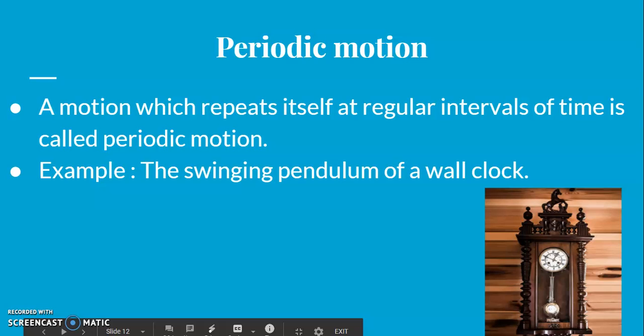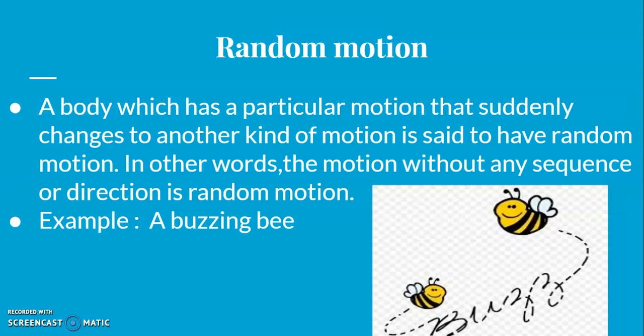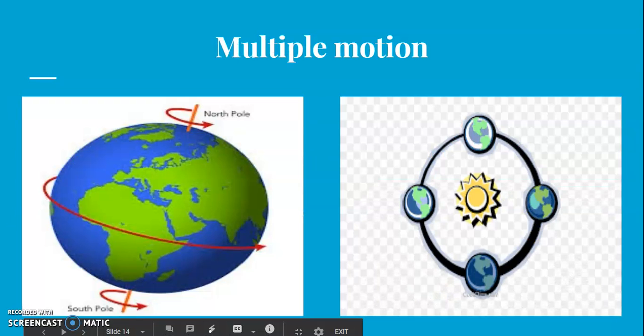Periodic motion: a motion which repeats itself at regular intervals of time is called periodic motion. For example, the swinging pendulum of a wall clock. Random motion: a body which has a particular motion that suddenly changes to another kind of motion is said to have random motion. In other words, the motion without any sequence or direction is random motion. For example, a buzzing bee.